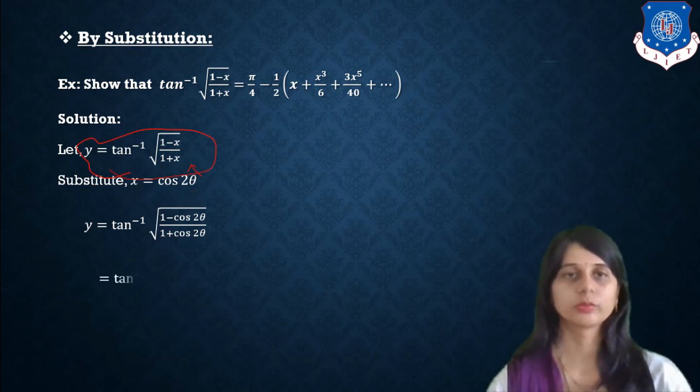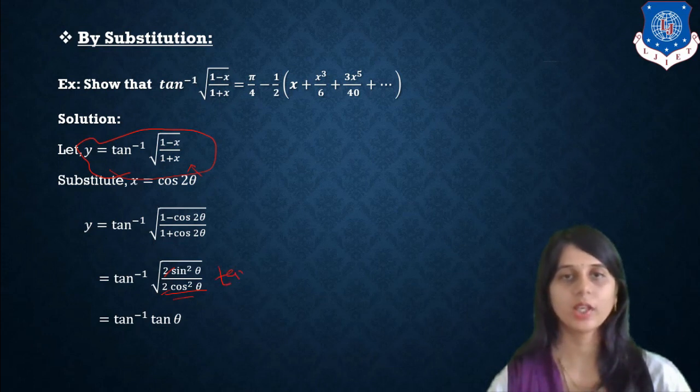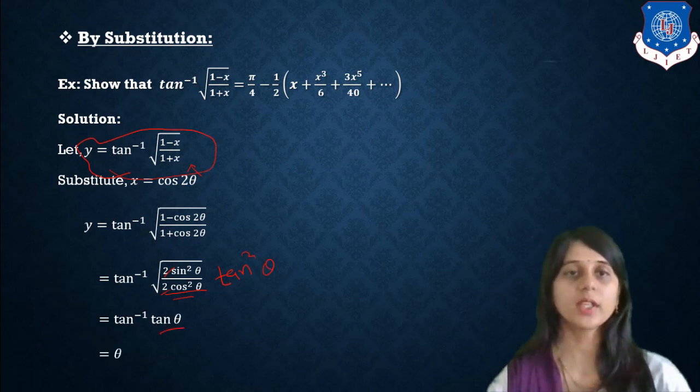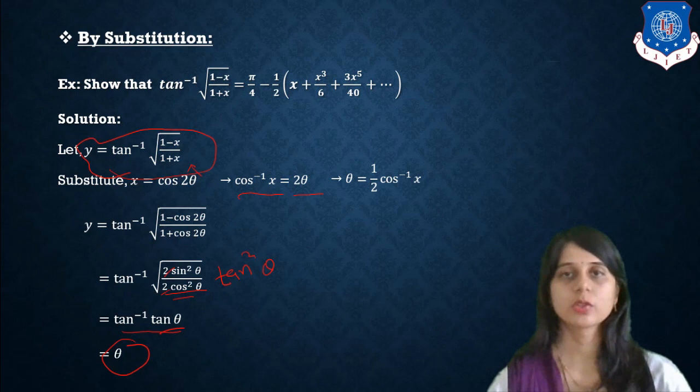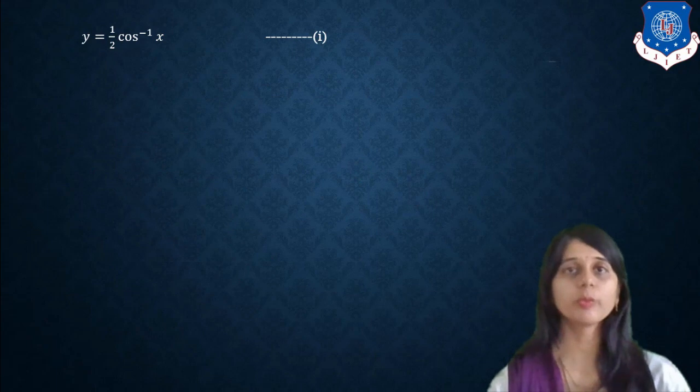Okay, so tan inverse, 1 minus cos 2 theta is 2 sin square theta and 1 plus cos 2 theta is 2 cos square theta. So we get tan inverse under root of tan square theta, because of 2 cut, sin square by cos square is tan square, and under root tan square theta is tan theta. So tan inverse into tan theta, we get only theta. What is cos inverse x? From this 2 theta, so theta equal to 1 by 2 cos inverse x. So we get y equal to 1 by 2 cos inverse x.